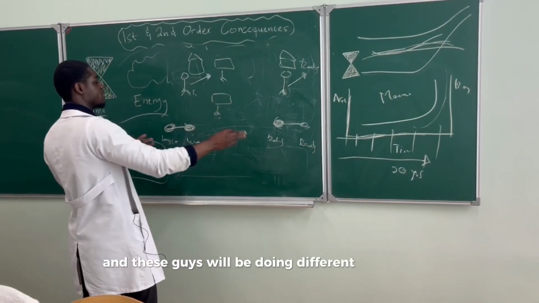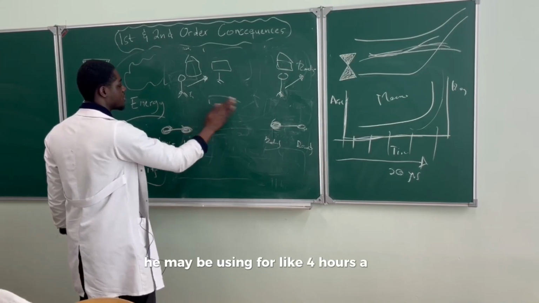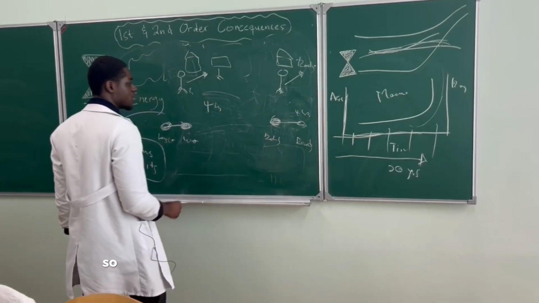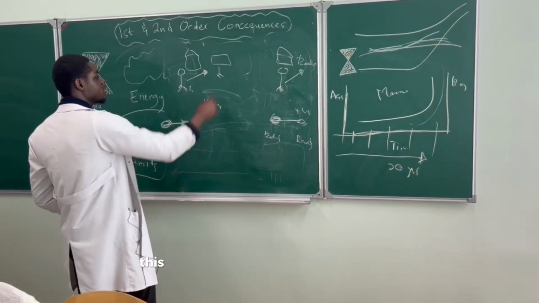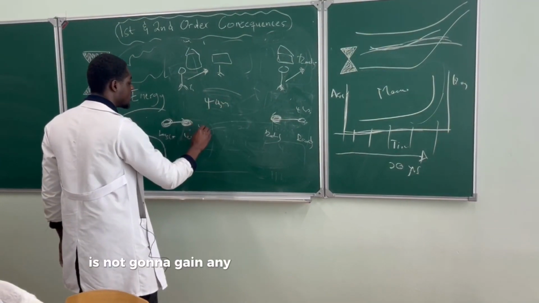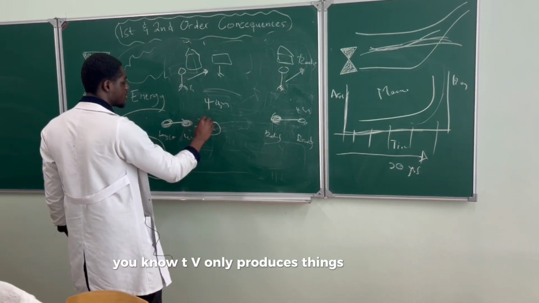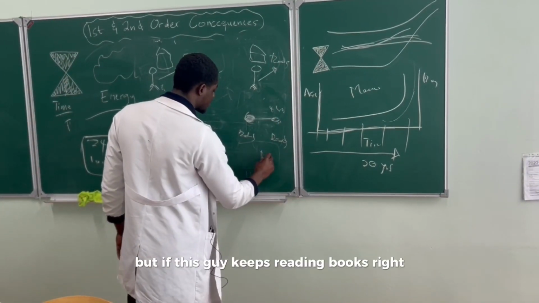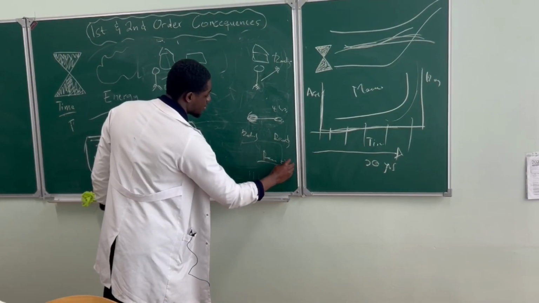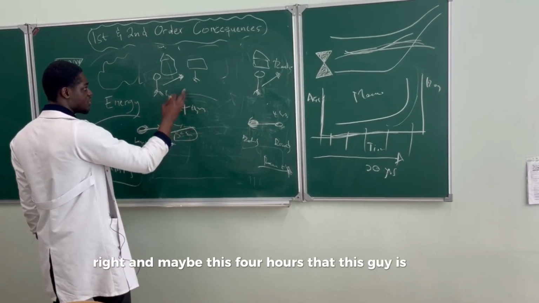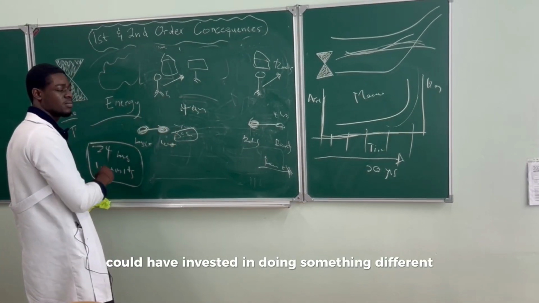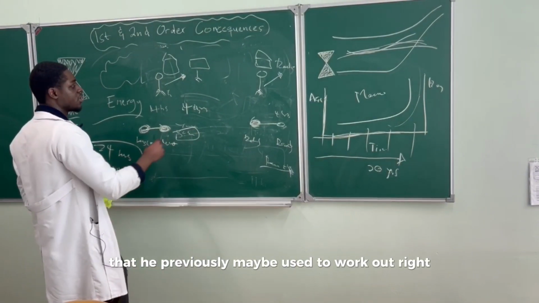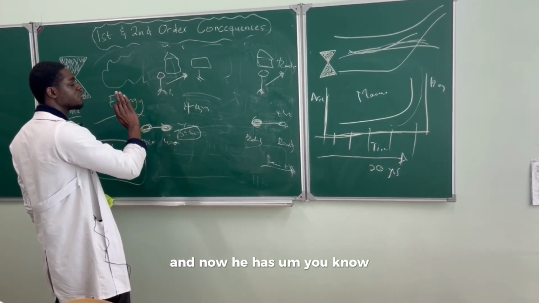And these guys will be doing different things, right? This guy will be watching the TV, maybe he uses it for like 4 hours a day. He watches TV for hours. This guy reads books for 4 hours a day, right? So let's say for instance, if they do this for a year, this guy, most of the time that he spends is not going to gain any knowledge from the TV, because TV only produces things to entertain, not things to improve your knowledge. But if this guy keeps reading books, right, he's going to gain knowledge at the end of the day, right? And maybe this 4 hours that this guy is using to watch TV, he could have invested in doing something different. Maybe he took that 4 hours from his day that he previously used to work out, right? And now he has focused on watching TV.